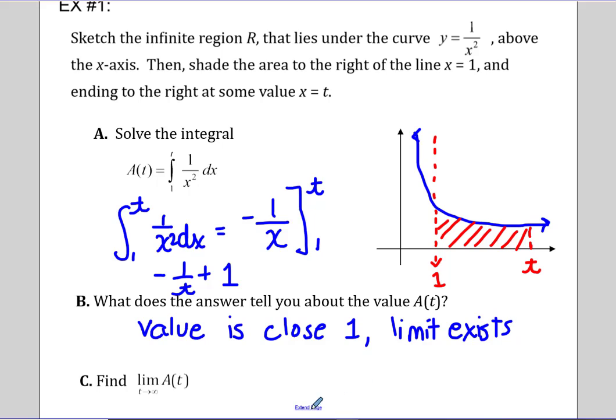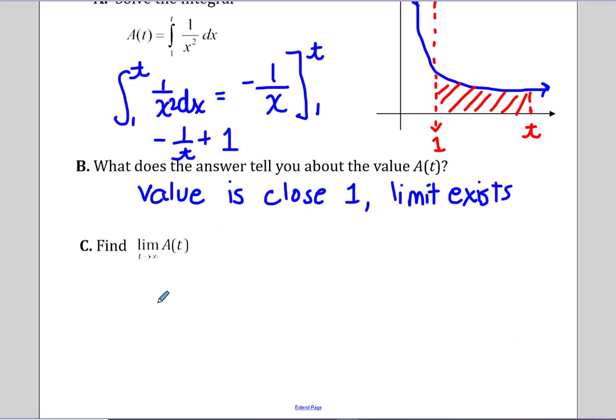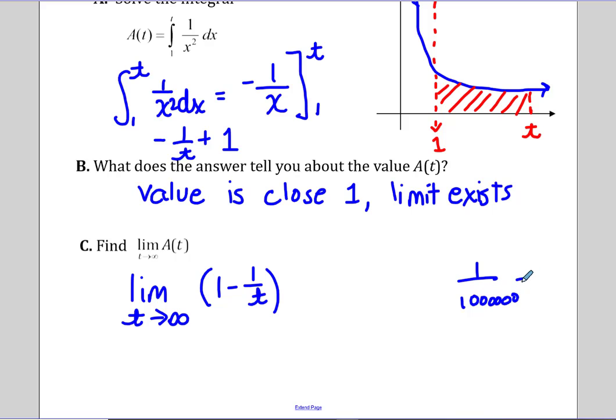If we evaluate the limit as t is moved further and further to the right, then we have 1 minus 1 over t, and we know that 1 divided by some extremely large number heads to 0, so the limit is 1, and we would say that this is a convergent limit.